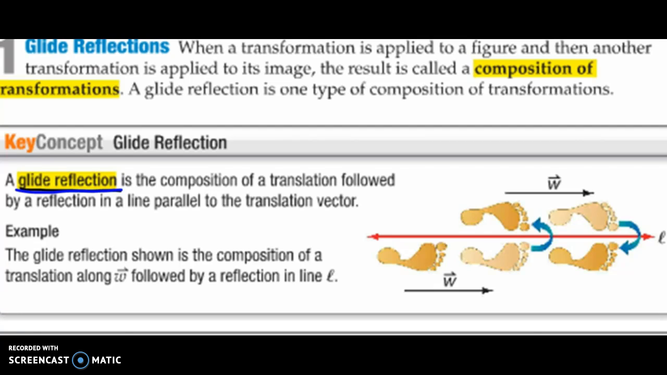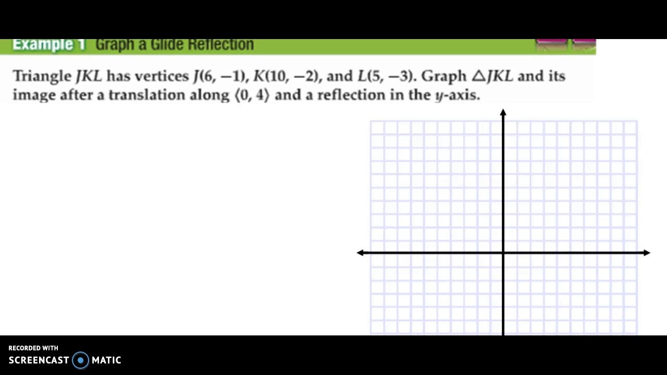So a translation followed by a reflection, and so you see like footprints are kind of the same way. You move it over, and then you flip it over some line. So let's look at an example right here. It says triangle JKL has vertices 6, -1, 10, -2, and 5, -3. Graph JKL, its image after translation along 0, 4, and then a reflection over the y-axis.